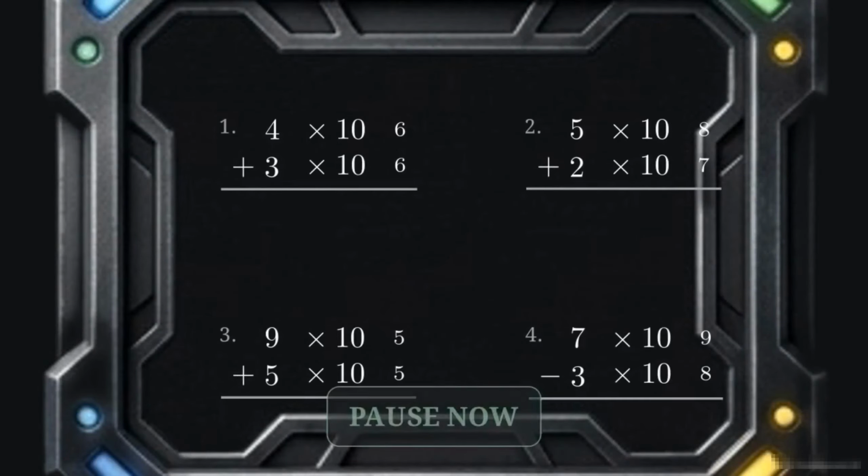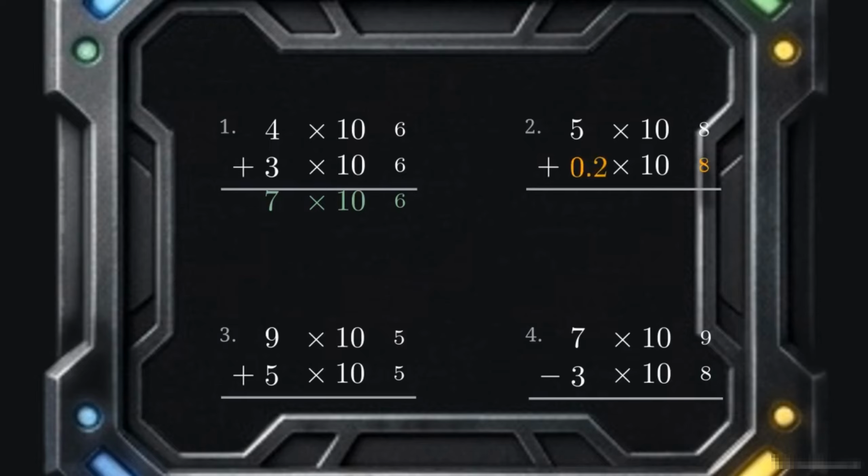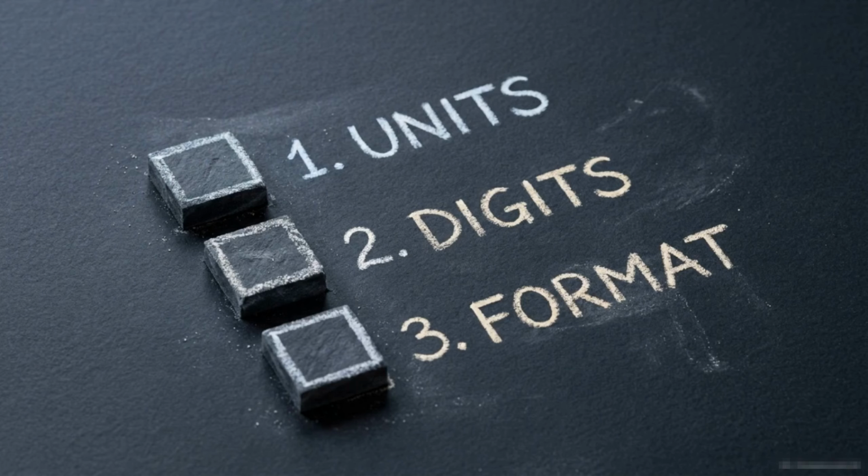Now it is time to practice this process on your own. Pause the video and solve these 4 equations about the ledger. Check your work against these solutions. Notice how question 2 required you to align the exponents first, while question 3 required a final renormalization step at the end to correct the front digit. The process always follows the same logic.